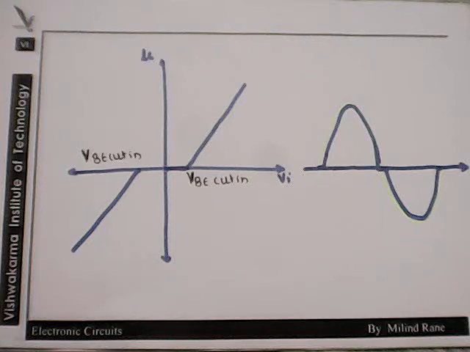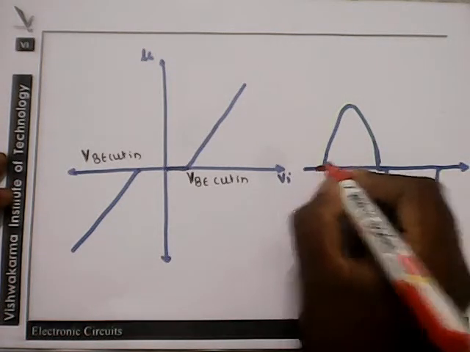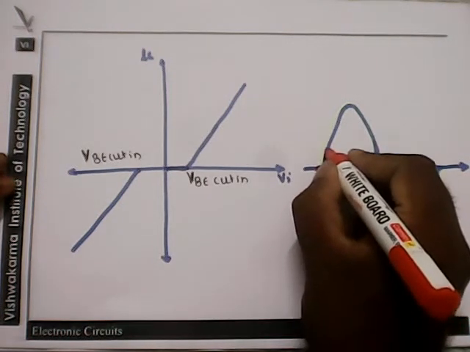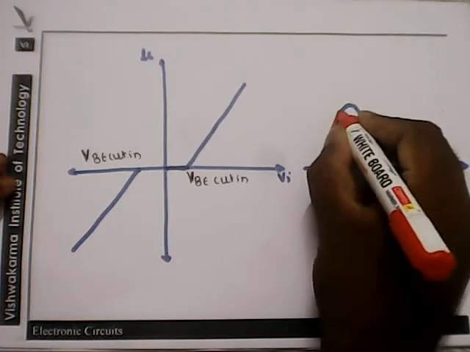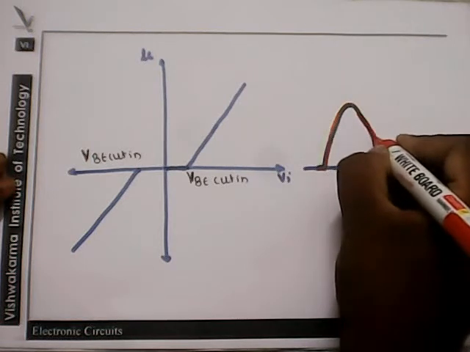Now for the input waveform, we are getting the output like this: till the cut-in voltage, the output will be 0. After that, as the input increases, the output will also go on increasing. So the output will be proportional to the input.